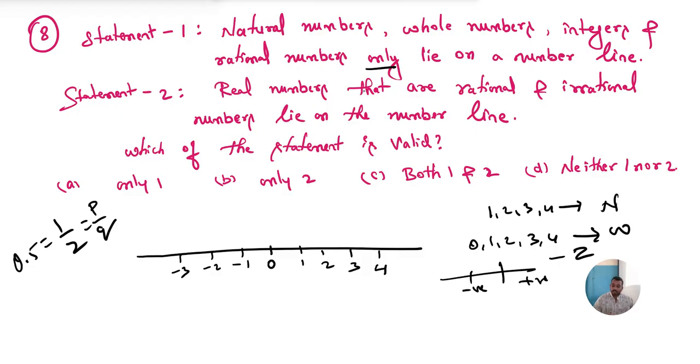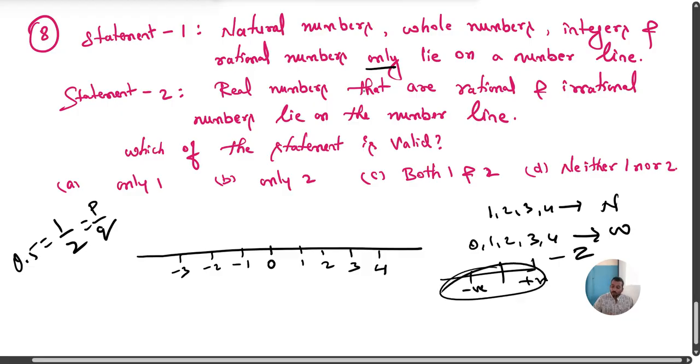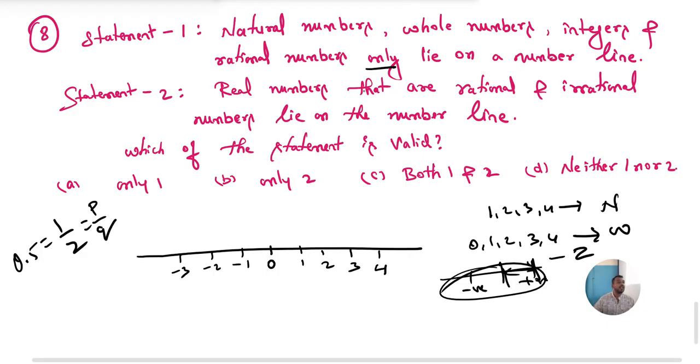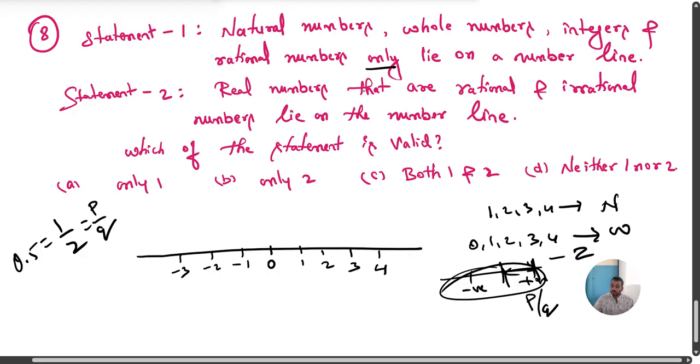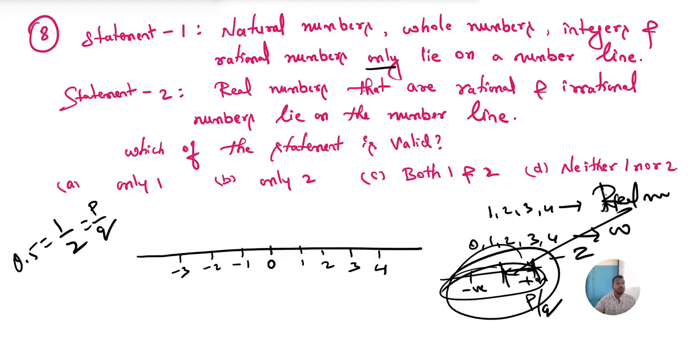Between two integers, what is lying? Rational numbers. This set of numbers, what do we call it? Real numbers. This set of numbers we call real numbers. Of course, real numbers. Now, the question starts.